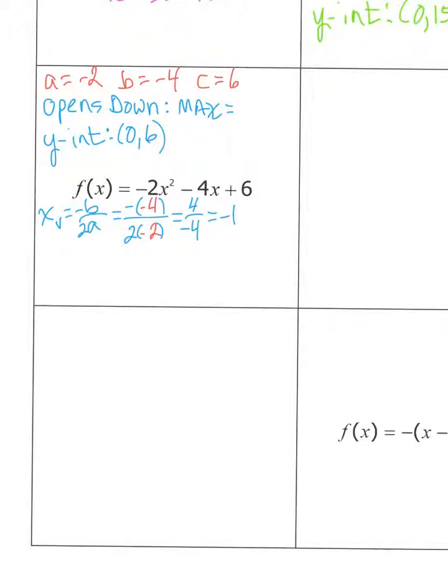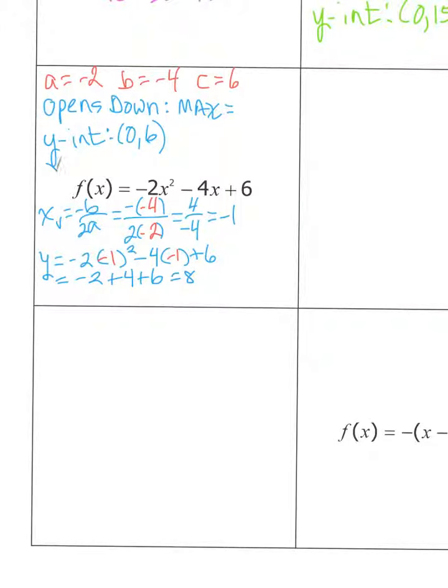So you get -1, and then we're going to plug it into the function. So be careful when you plug this in over here. It is not -2 times -1 and then squaring it. You have to square the -1 first. So -1 squared is 1 times the -2. You get -2. -4 times -1 is +4 plus 6. 4 plus 6 is 10, minus 2 is 8.